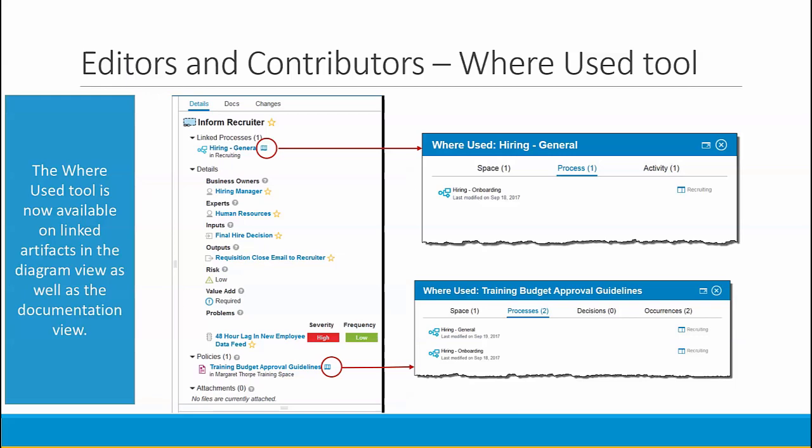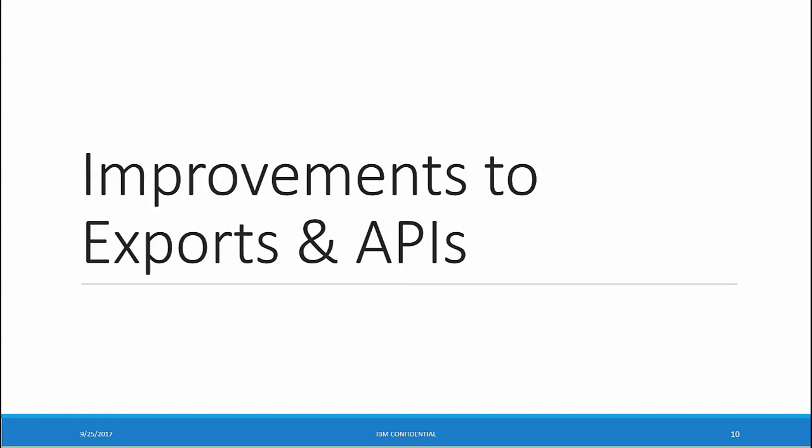So for those of you that haven't used the where used tool, you can click on any one of these usages and you'll be taken directly to the referenced artifact. So those are the productivity enhancements for this release. And now I'd like to mention a couple of improvements that we've made to the exports and the APIs.